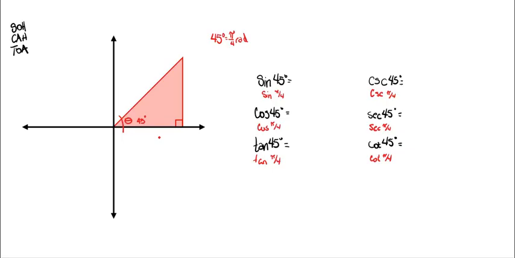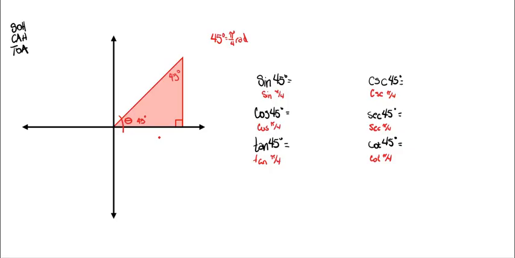It has a 45-degree angle and a right angle. So we know that the other angle has to be also 45 degrees because 90 minus 45 is 45. And remember that these two angles opposite from the right angle have to be complementary. They're complements of each other, so they have to add up to be 90.